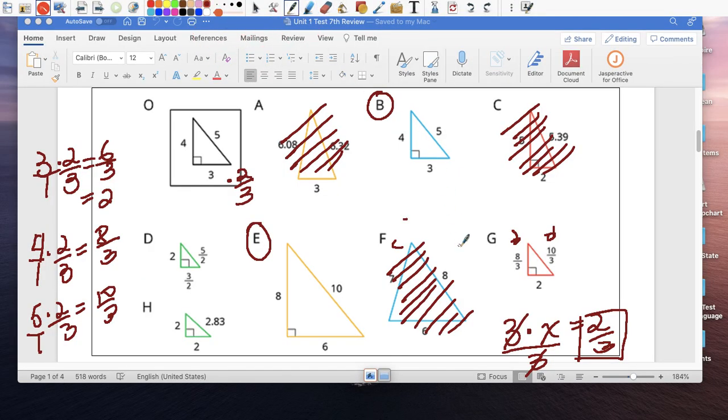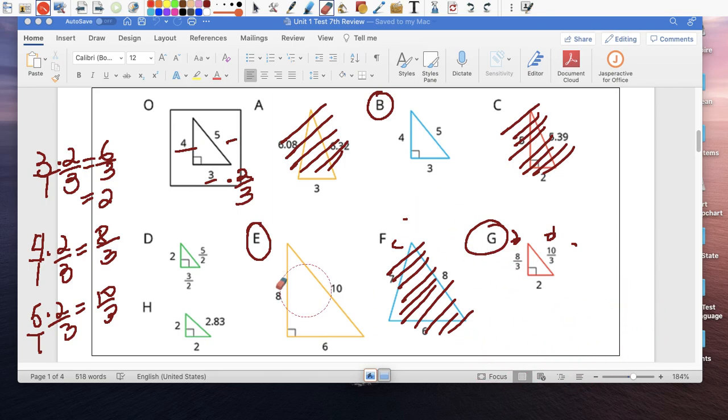So were all these, the 3, the 4, the 5, and 3, multiplied by the same scale factor of 2/3? Yes, they were. So this is a scaled copy.